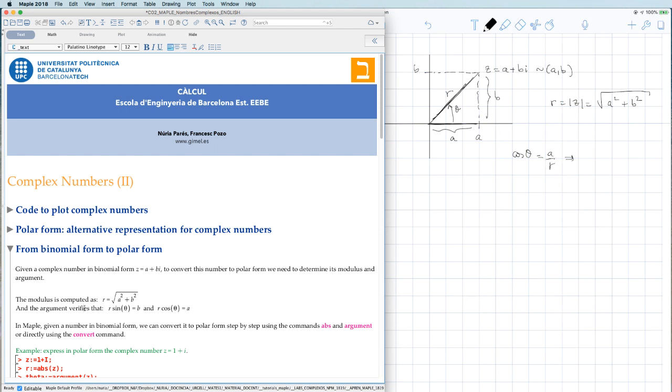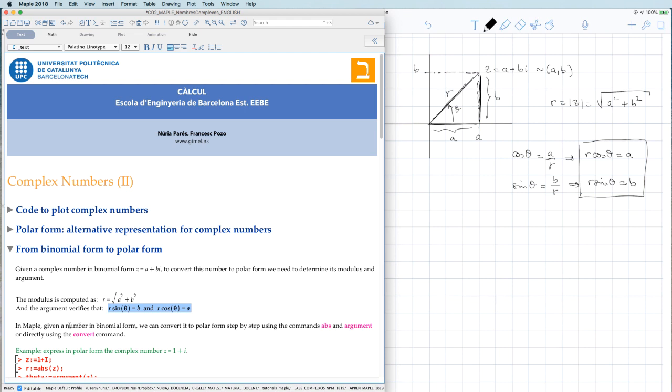So we have that r cosine of theta is going to be a, and also the sine of the argument is going to be b divided by r, so r sine of theta is going to be b. So the angle or the argument we're searching is the one that verifies these two conditions.